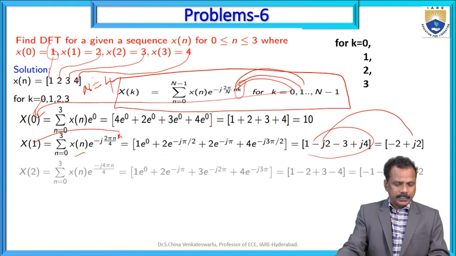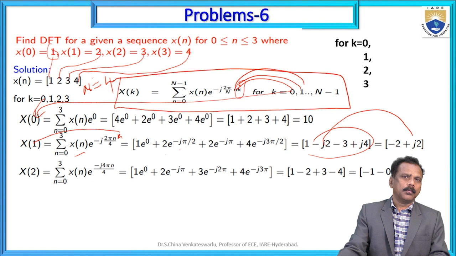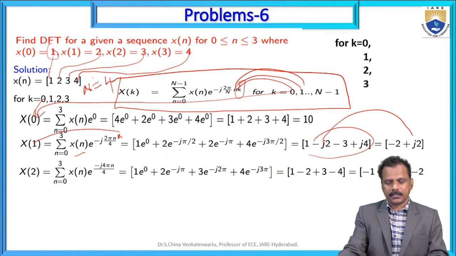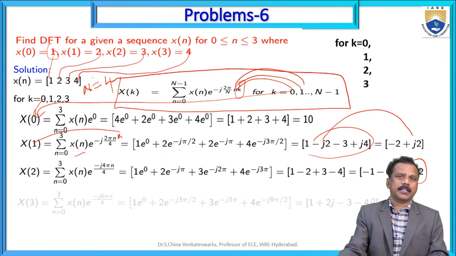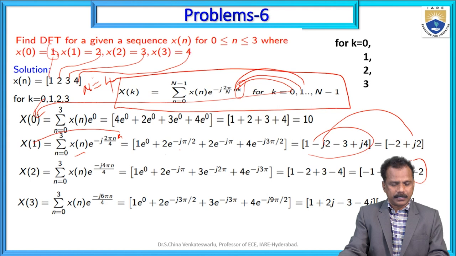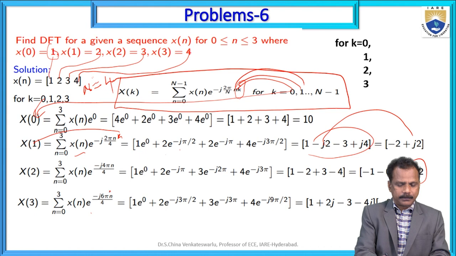Like this, x of 2, where k value is equal to 2. Go on substituting, go on using all this computing process as usual, finally minus 2. Next, where k equal to 3, use the same computation, summation n equal to 0 to 3, x of n e power j 6 pi. Why is it a pi? 2 pi, no, before that 2 pi n k, where k equal to 3.